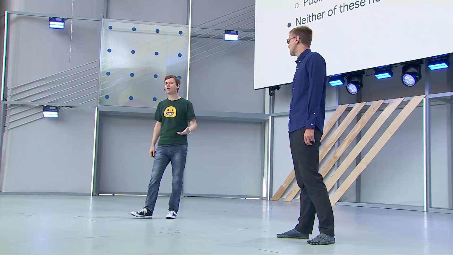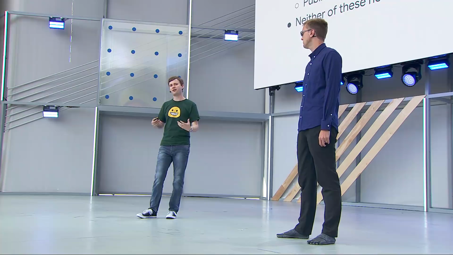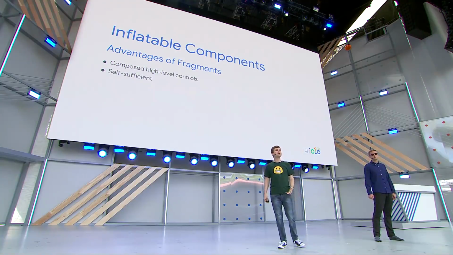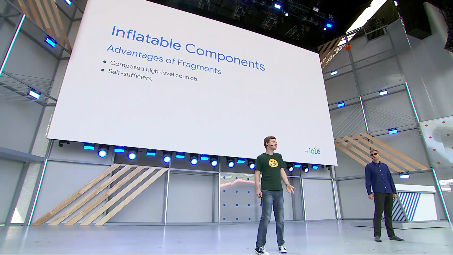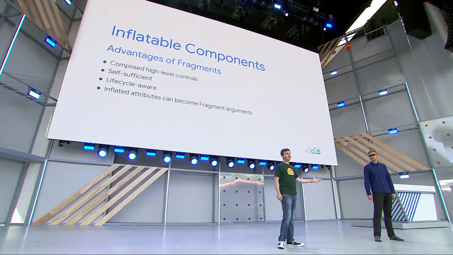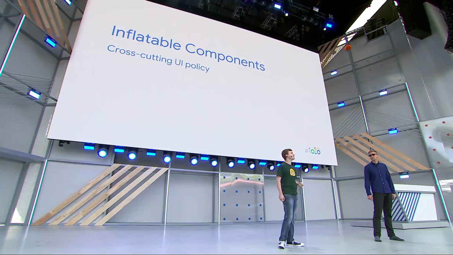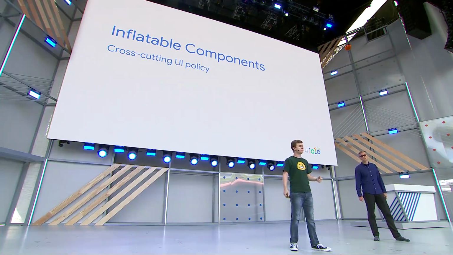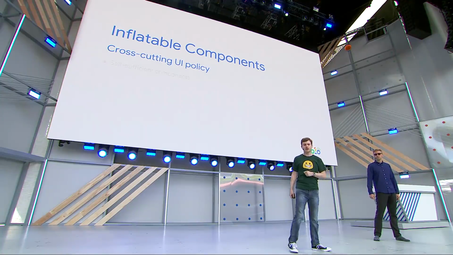So you should really watch out and figure out, do you need some sort of policy layer that sits above that? This is where fragments are really useful, because you can compose them of higher level controls. It means that they can be self-sufficient. They have their own lifecycle. They know how to hook into some of these things. It means that inflated attributes can actually become fragment arguments. So you can make these things super self-sufficient and implement cross-cutting UI policies that you don't have to worry about in terms of the overarching top-level parent context.